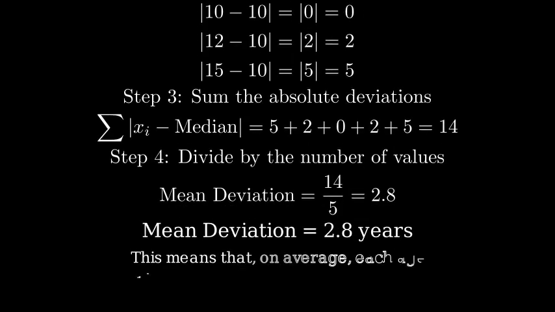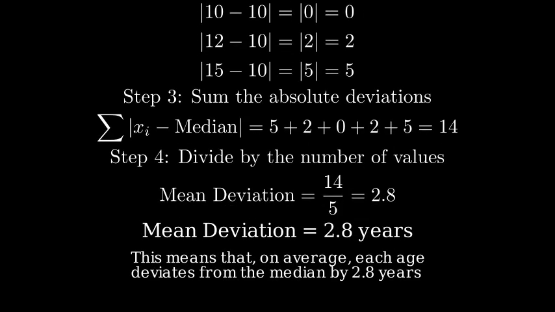What does this result mean? A mean deviation of 2.8 tells us that, on average, each value in our dataset deviates from the median by about 2.8 units. In this case, since we're dealing with ages, it means the ages in our group differ from the median age by about 2.8 years on average.